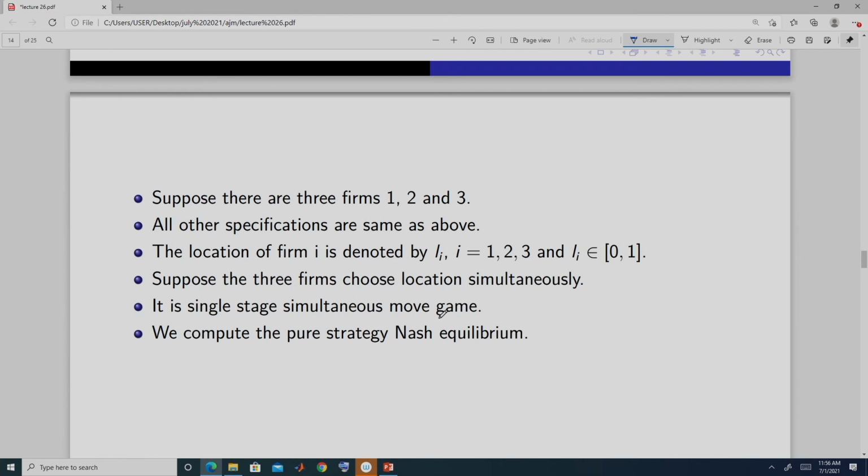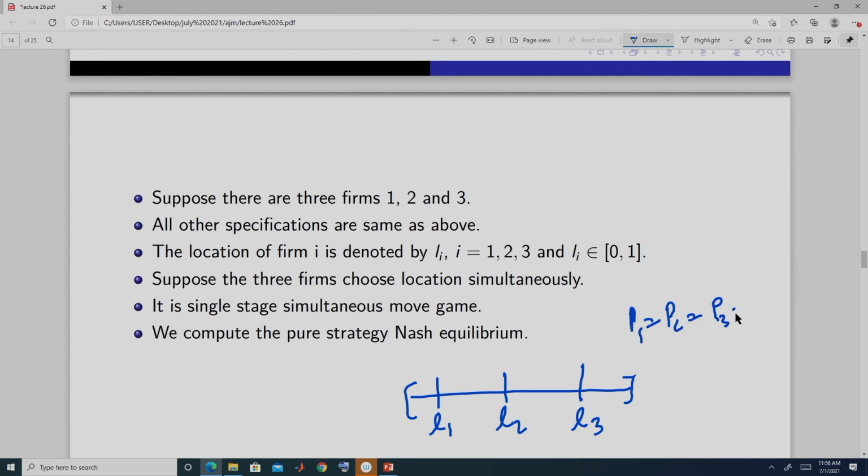Now, let us introduce one more farm. So, suppose instead of 2 farms we now have 3 farms. Farm 1 chooses a location L1, farm 2 chooses a location L2 and farm 3 chooses a location L3. Okay. And the rest of the specifications are the same: the prices are the same, that is P1 is equal to P2 is equal to P3 is equal to P. There is no cost of production and we have one consumer at each point. So, consumers are uniformly distributed in the unit interval.